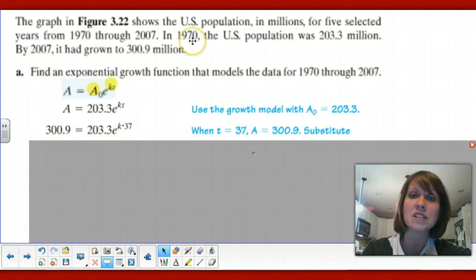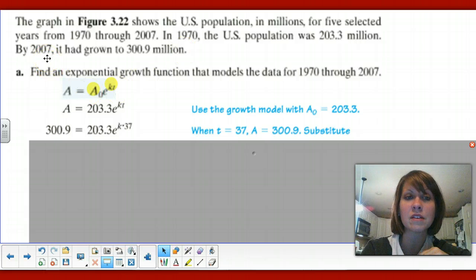1970 represents time equaling 0 for this problem. So think about somebody who was born in 1970. How old would they have been in 2007? That would be 37 years old. So that's where the 37 comes from.